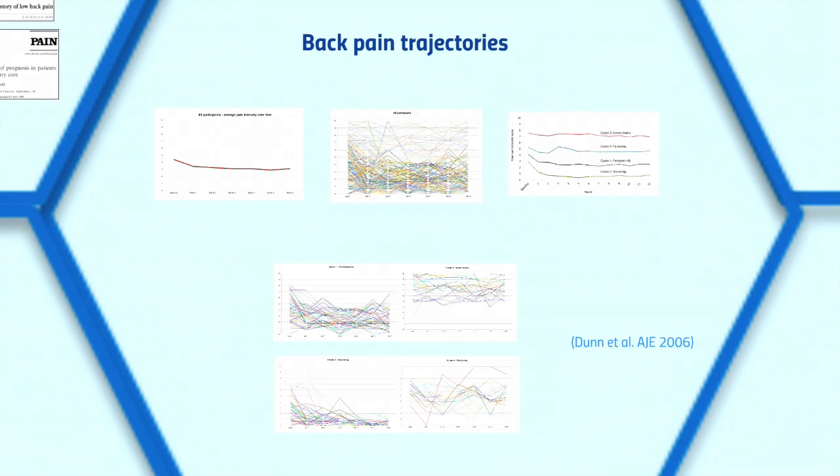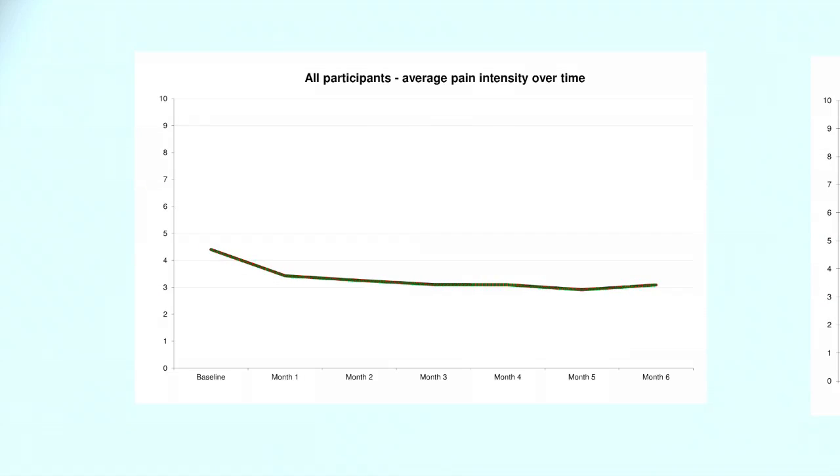So I'm going to be talking about pain trajectories. A trajectory is a pattern of pain over time, how a person's pain or a group of people's pain changes over a period of time. So in this graph, you can see up the side is pain intensity, and that's scaled from 0 to 10. People are asked to scale their pain from 0, which means no pain, to 10, which is pain as bad as it can be.